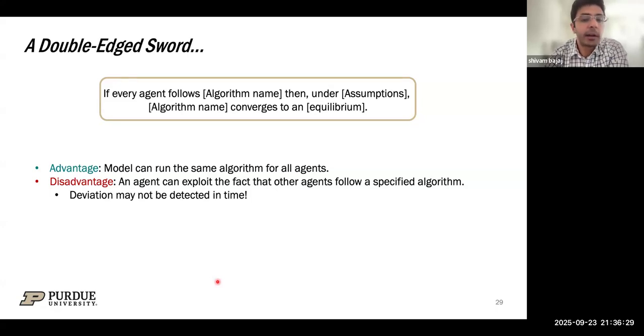Okay. Now I want to spend a minute on this result, which is a double-edged sword for smart infrastructure systems, in the sense that this requirement of having every agent running the same algorithm is advantageous because I don't need to worry about different algorithms run by different agents. But a disadvantage is that since these agents are strategic in nature, they are self-interested, they can deviate to any other algorithm, or they shouldn't be restricted to follow the same algorithm. And this deviation might not be detected in time, and that can lead to unforeseen circumstances.